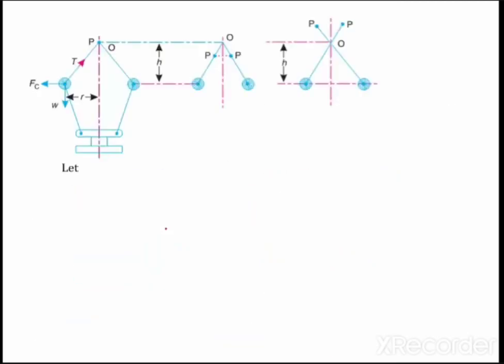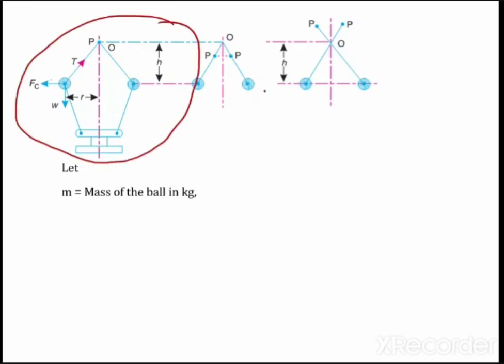Again the figure. So let us see how we start with the analysis. It will be the same for the Porter governor, Hartnell governor. I hope you are taking down the notes. First of all, consider this figure. Draw this figure. Basically in your examination you have to draw only this figure. Forget about these two figures, which are just two pictures. So consider this figure only.